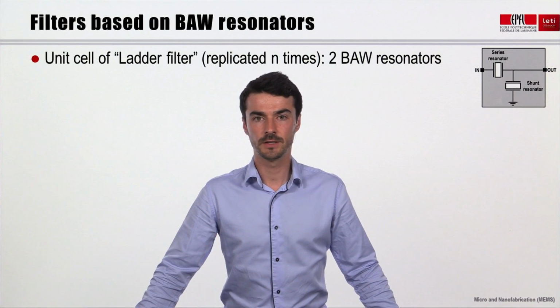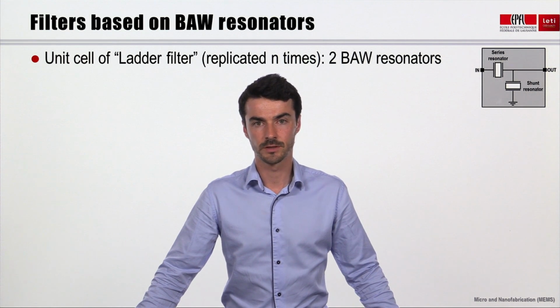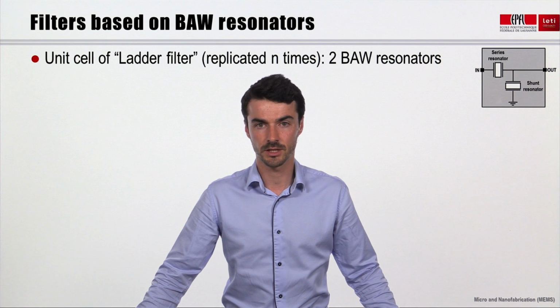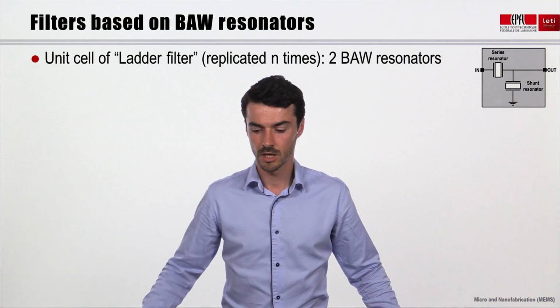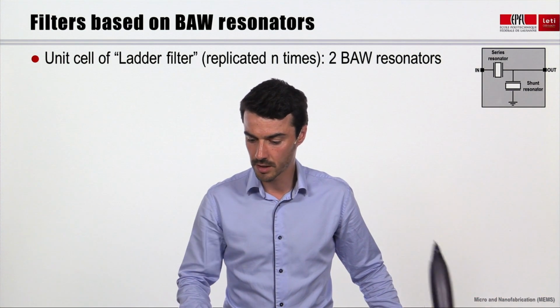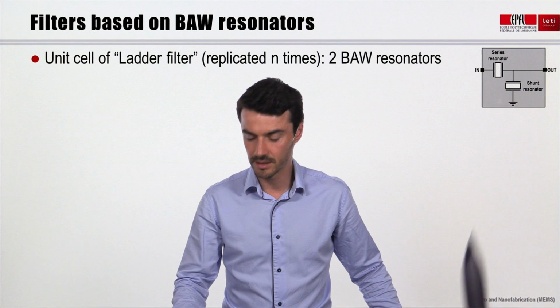How can we build a filter using BAW resonators? Basically by implementing a ladder filter architecture. Each unit cell that can be replicated n times contains two BAW resonators, a series one and a shunt one connected to ground.